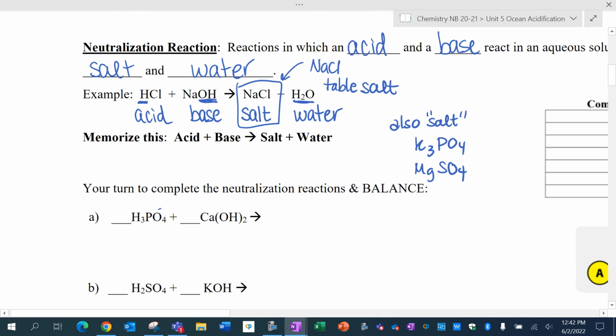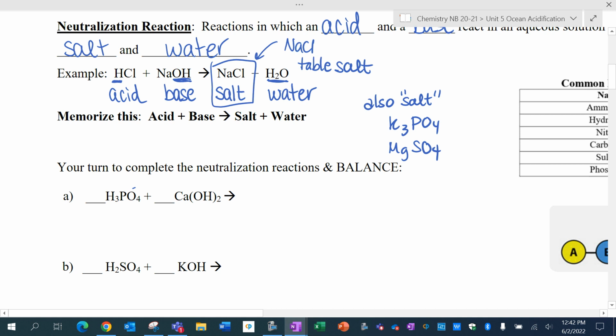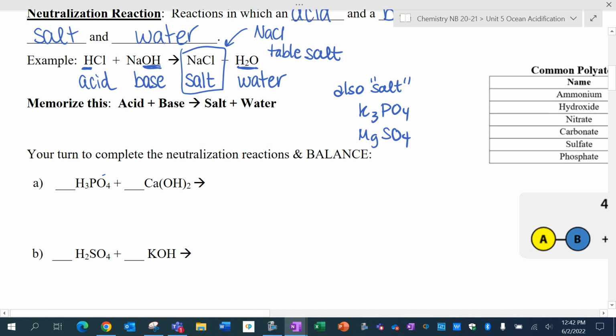All right, but let's keep that in mind. Let's try and predict the products of this reaction. So we've got here H3PO4, that is my acid. This right here looks like my base. And I know that when they react, they're going to produce salt and water. So I'm going to start out by writing out the formula for water. That's H2O. So notice how my hydroxide and my hydrogen combine to make water.